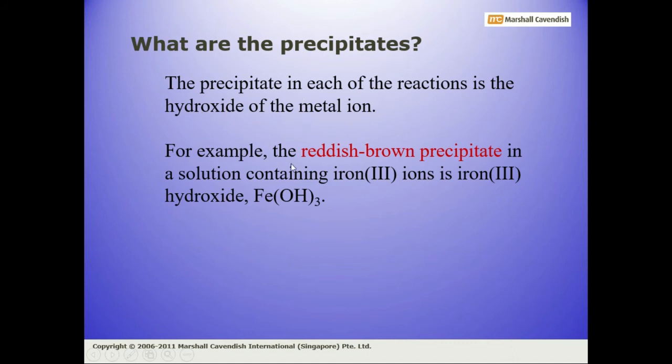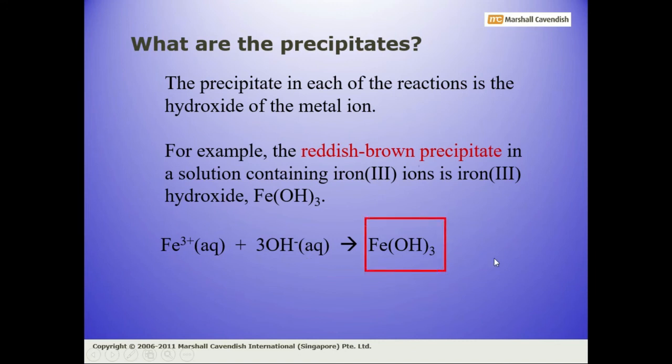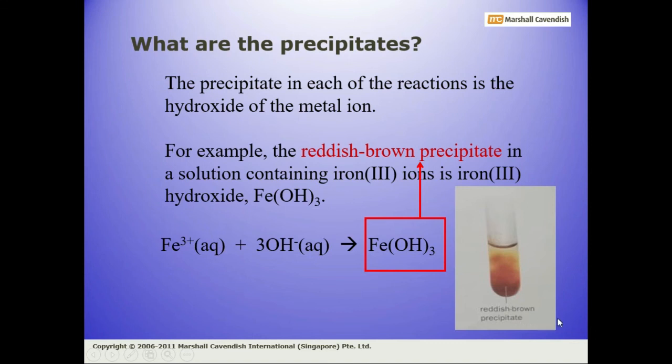For example, the reddish brown precipitate in a solution containing ferric ion is ferric hydroxide. Ferric ion plus hydroxide ion, they will form ferric hydroxide. These are reddish brown precipitates.